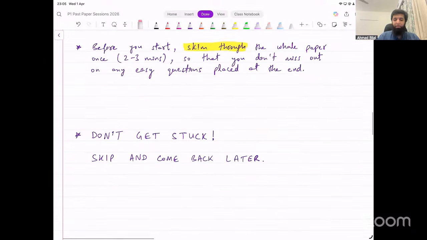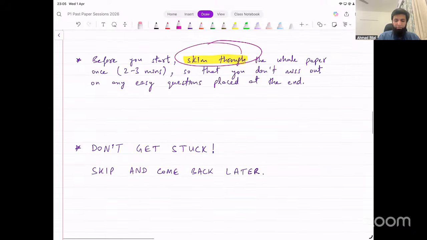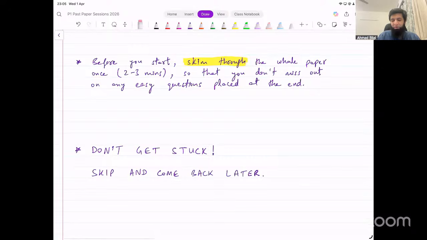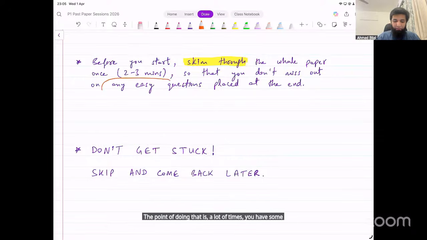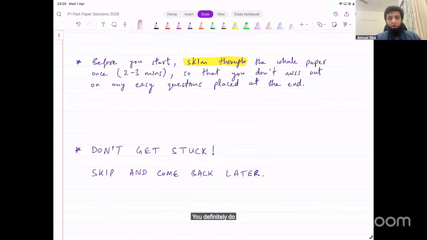Okay. Now, before you start a paper, make sure to skim through the whole paper. You can spend around 2 minutes on this. The point of doing that is a lot of times you have some very easy questions at the end of the paper. You definitely do not want to end up losing out marks on them.